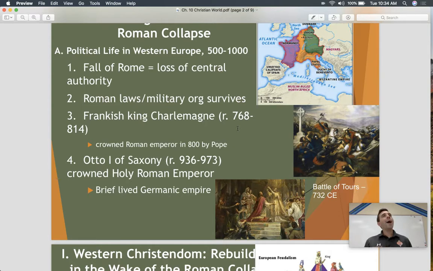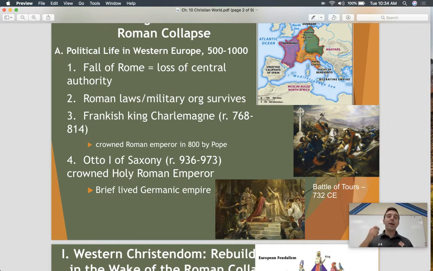And so why is that significant? Well, the Pope is the head of the Roman Catholic Church. The Roman Catholic Church is pretty much the version of Christianity in Western Europe at this time. The Roman Catholic Church is very powerful. It has a lot of wealth, and it has a lot of prestige because it's still associated with that Roman legacy. And so when Charlemagne is crowned Holy Roman Emperor in the year 800 by the Pope, it establishes him as being a legitimate leader in this post-Roman world.